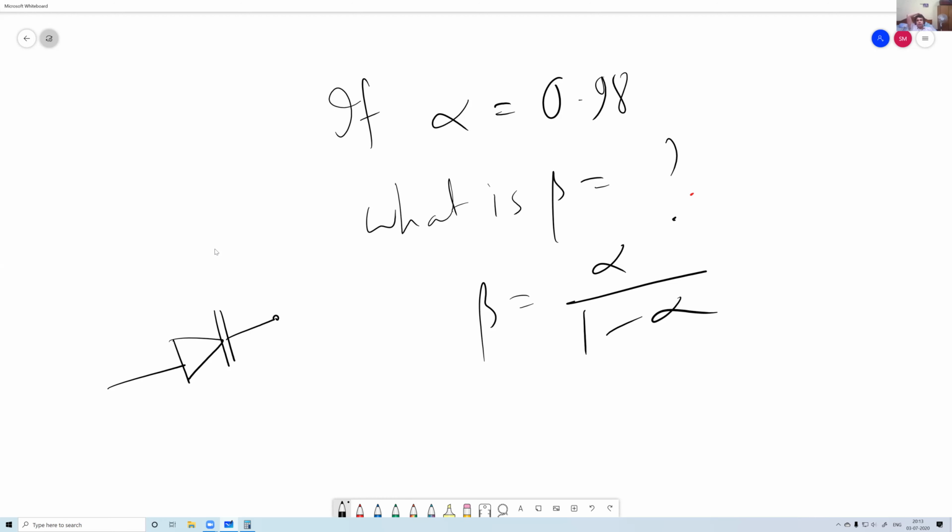This is a symbol of which component? Anyone? Varactor diode, yes, right. That's the right answer. Varactor diode.